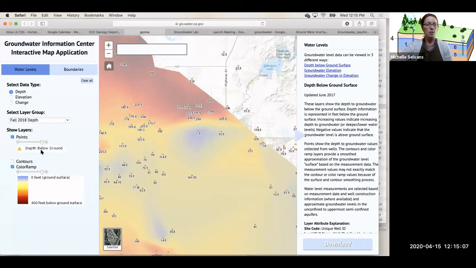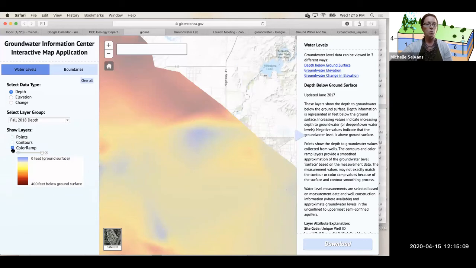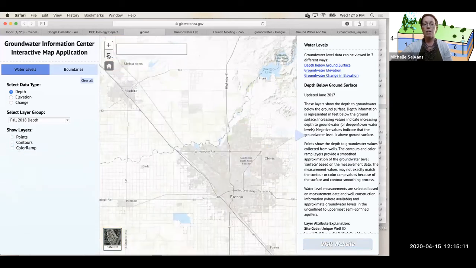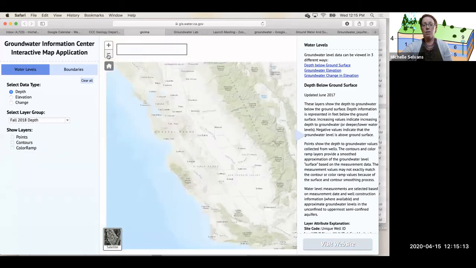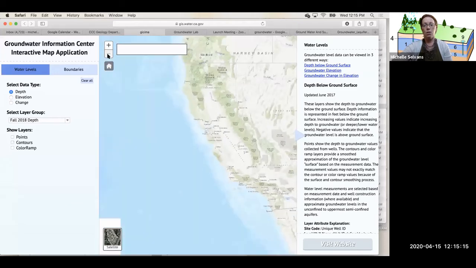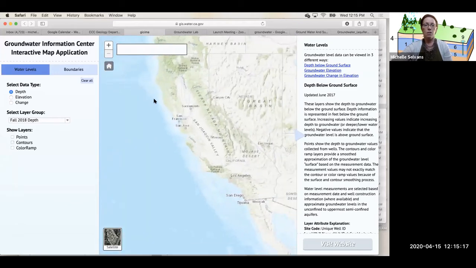Here's the website. Let me turn off the visuals for the moment and zoom back out. So you can see all of California. You could look at the color ramp from this scale, and just get a sense of what California looks like.